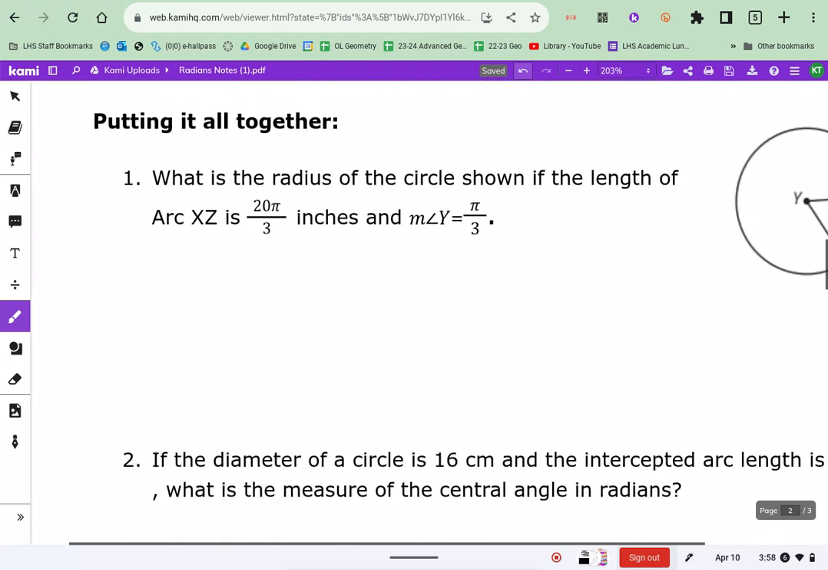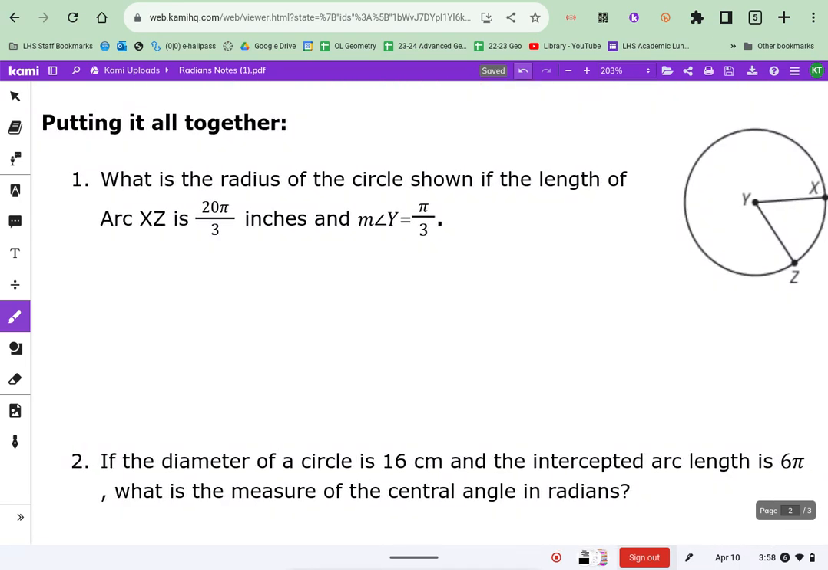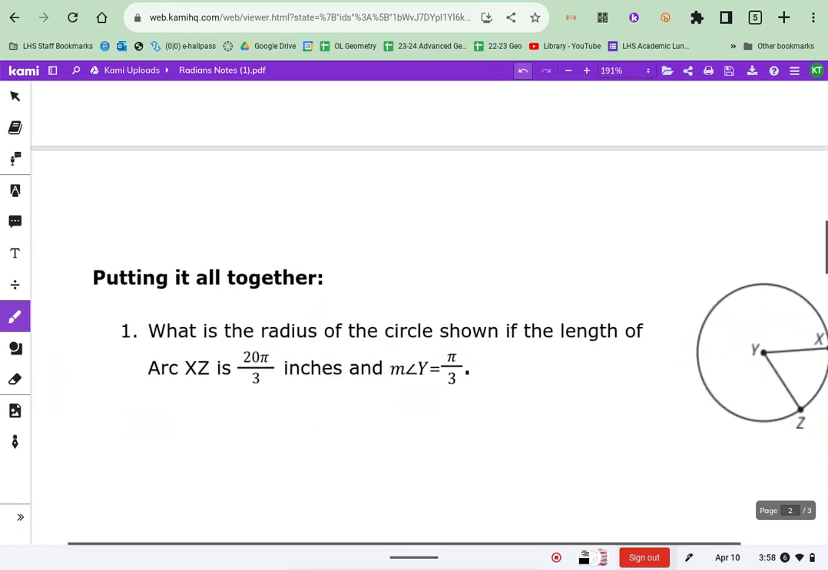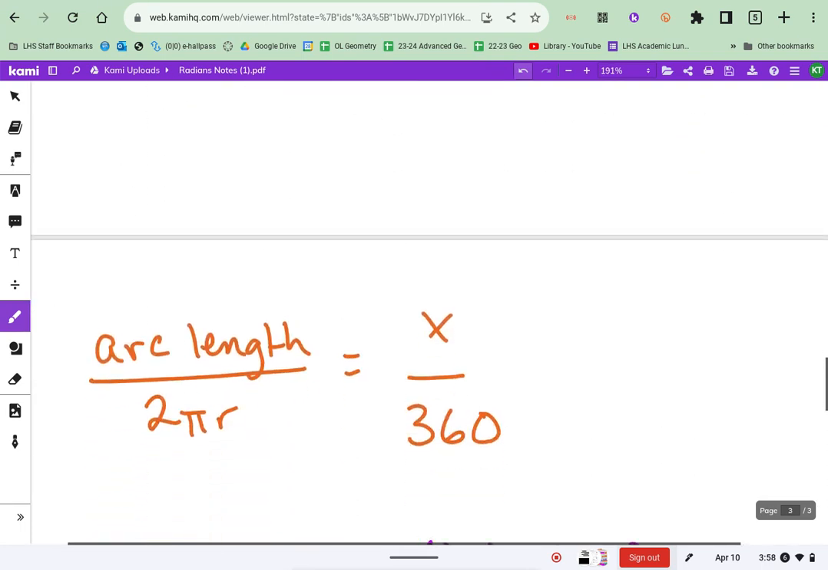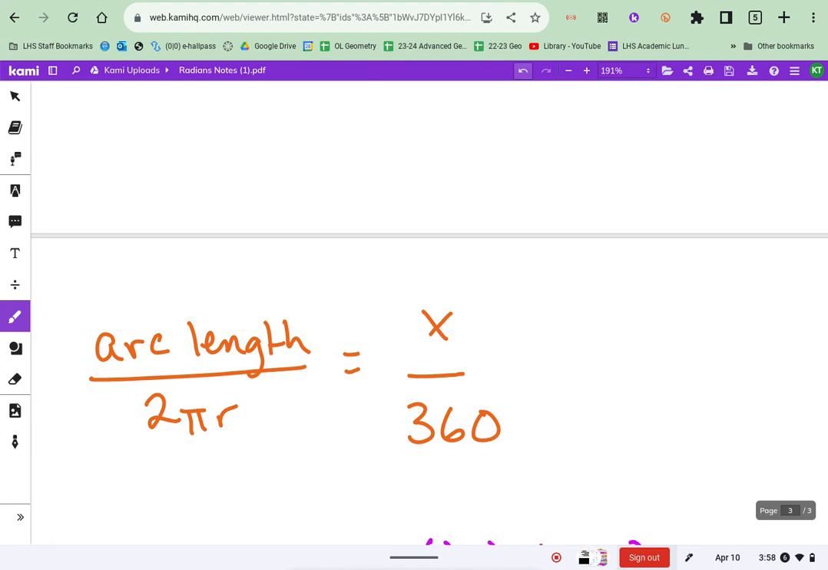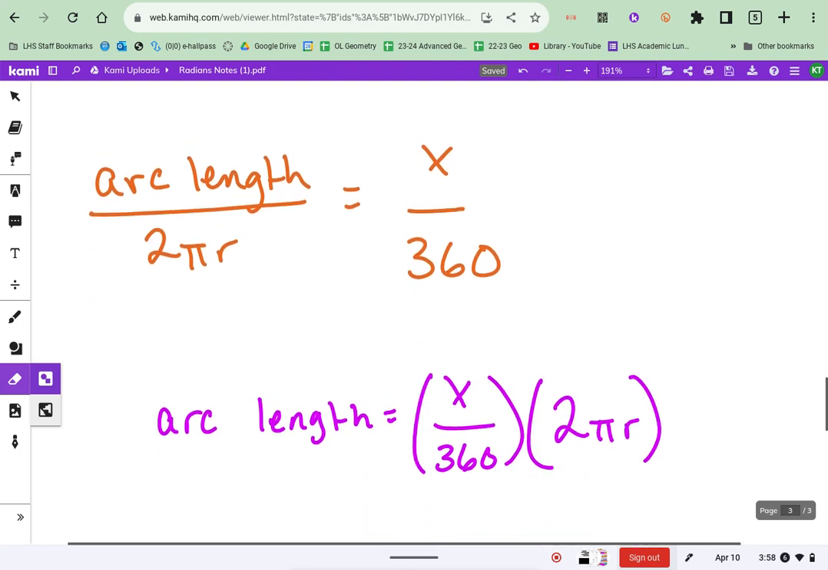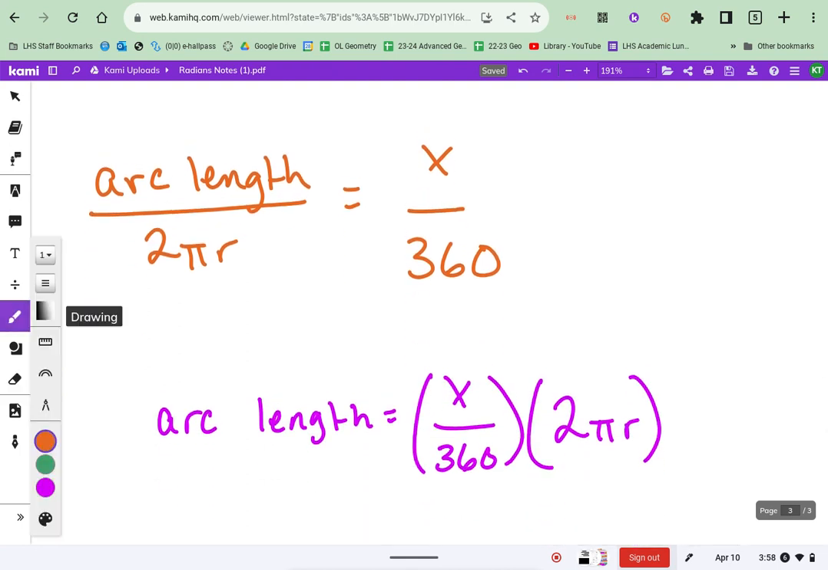Okay, so let's put this all in context. We're going to go back to arc length and sector area, but instead of just working with degrees, we're going to work with radians. A quick review though: before, our arc length proportion was arc length over total circumference, that's the 2 pi r, equals x over 360. And our x would represent the degrees, or the central angle of the arc that you're intercepting. If you preferred to work with it in an equation format, this is what it looked like. Your arc length is what fraction of your total circumference.